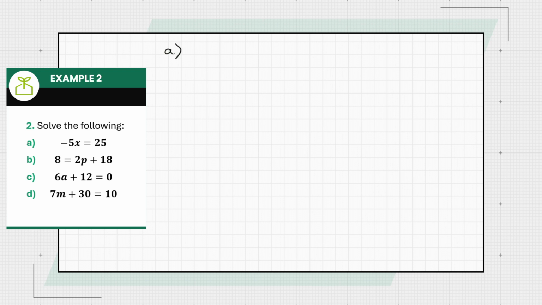Okay, let's get started. So with A, we have minus 5x is equal to 25. And this is the same as minus 5 multiplied by x is equal to 25. And in order to undo multiplying something by minus 5, we can still divide by negative 5. We just have to remember that the rules of dividing by a negative number still hold. So negative 5 divided by negative 5 will just be x, and then 25 divided by negative 5 will be a negative number, and 25 divided by 5 is just 5.